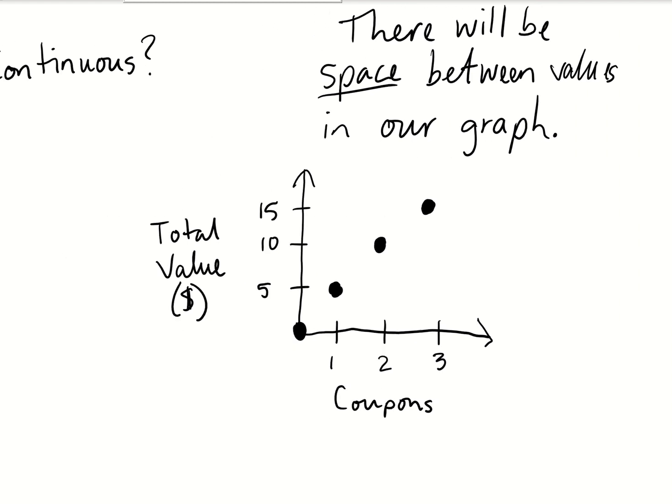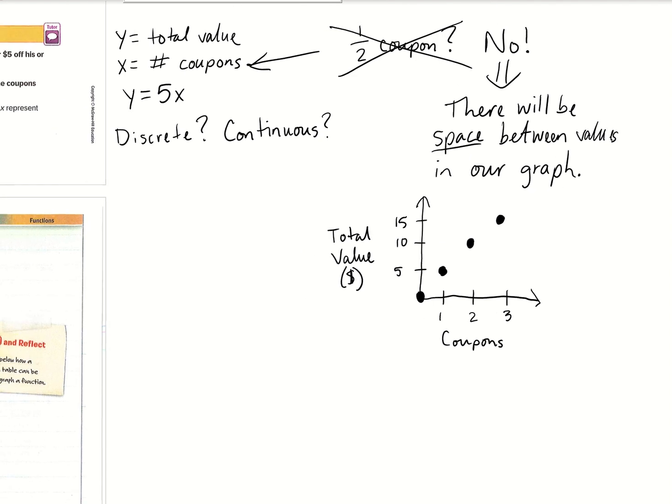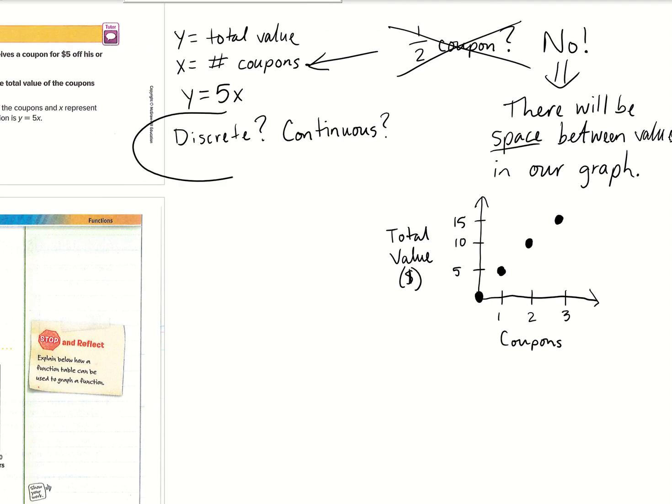So since there is space in between the values, that tells us it is discrete. It does not continue on between the points. That's a good way to remember it. So if it continues on through the points, then it is continuous. And I'll write that down real quick for you as well. It continues between points if it's continuous. And then discrete obviously is the opposite. It does not continue.